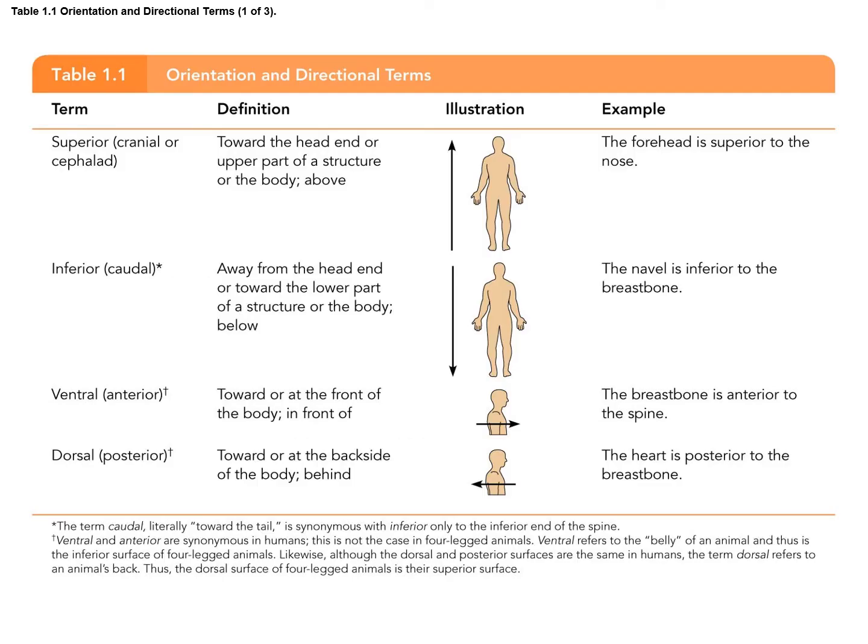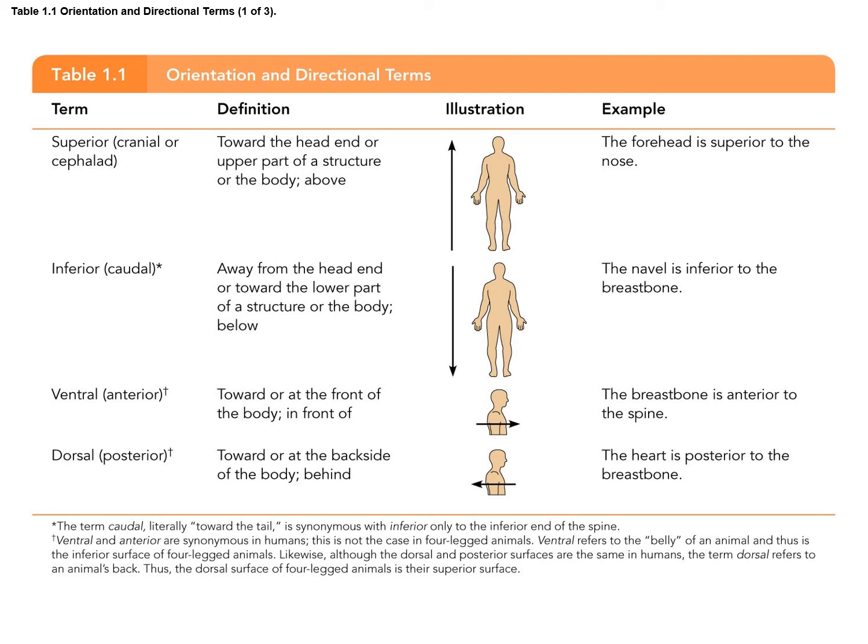So again, we'll talk a lot about this in lab, but superior is going to be toward the head. Inferior is going to be toward the feet or the lower part of the body. Ventral is going to be front, right? And ventral, anterior, front are all synonyms. I'm actually going to pause and emphasize this because it's important, since a lot of students will get this confused. Ventral, anterior, and front are all going to be the same, right? Dorsal, posterior, and back are all going to be the same, right?